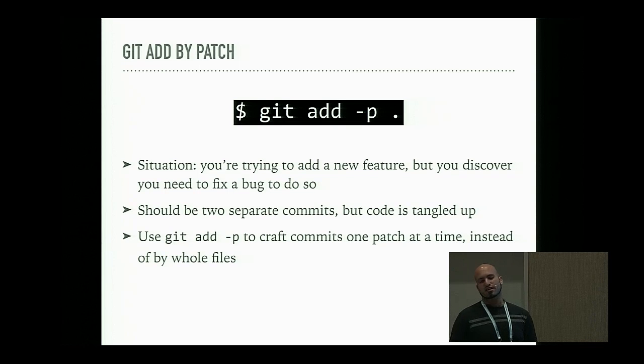Well, if you use the -p flag, P for patch, then it'll interactively ask you about every single change that you have made in that file. Should this change go into the staging area or not? So for example, if you have 2 changes in a file, one of which is fixing a typo in a comment, and another of which is fixing an actual bug, you might want to use git add -p to separate those 2 things into 2 separate commits.